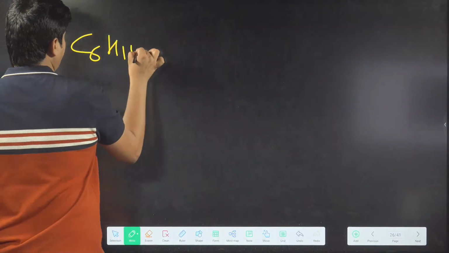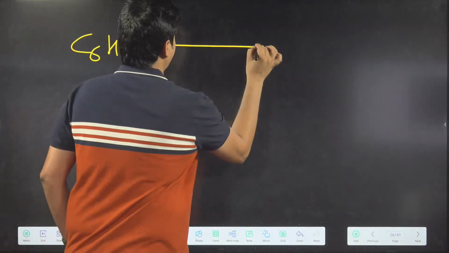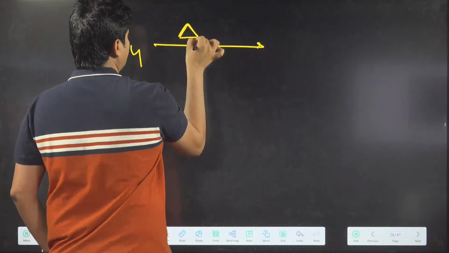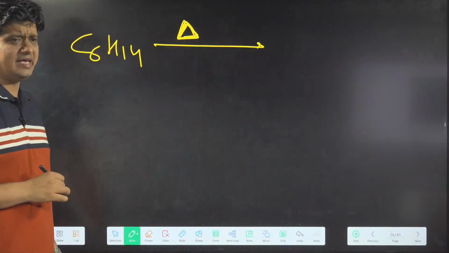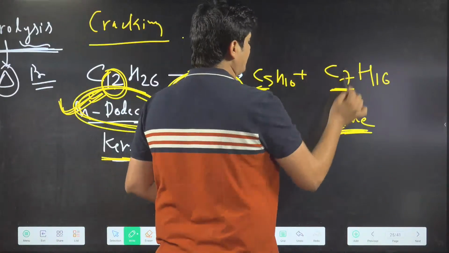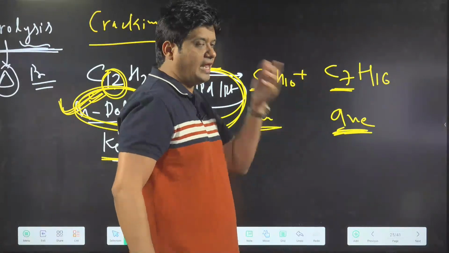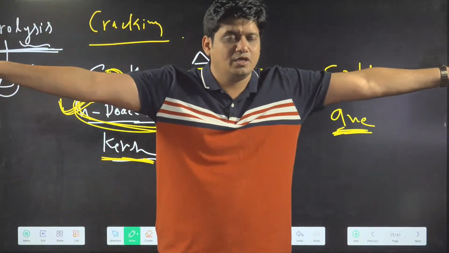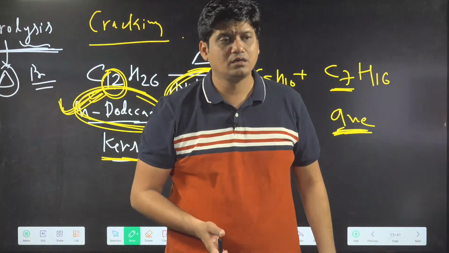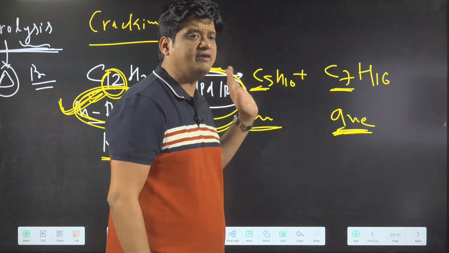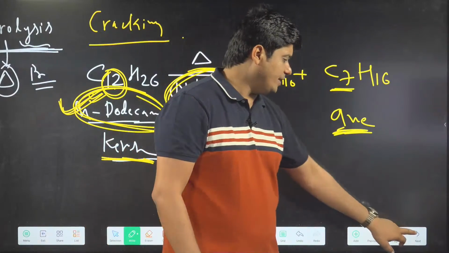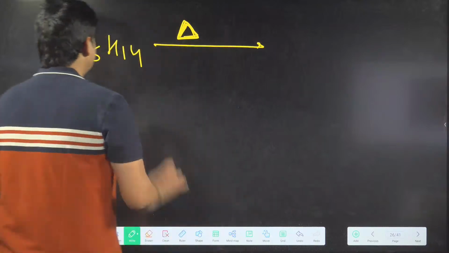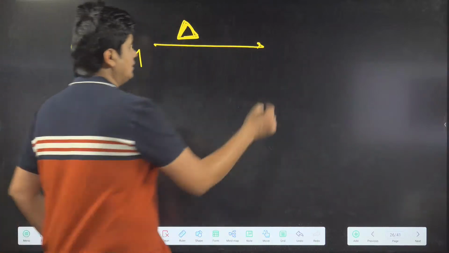Another cracking is of C6H14, hexane. What are the possible products? We are going to heat it, and it is going to break. Don't think that these are the only two products; these are the major products. Like we have a 12 carbon chain, you can break it from any position. These are the most common fragments you get during the pyrolysis of C12H26. Now come to C6H14, possible products.